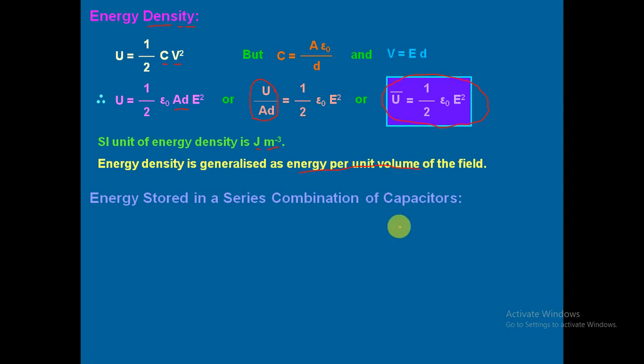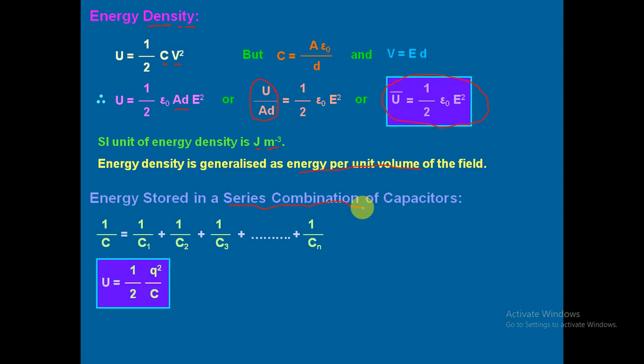Now, energy stored in series combination of the capacitors. When the capacitors are connected in series, how can we find out the value of the net capacitance of the combination? In series combination we know that the reciprocal of the net capacitance is equal to the sum of the reciprocals of all the capacitors. This formula we have already derived. And we know that 1 over C is equal to 1 over C1 plus 1 over C2 and so on.